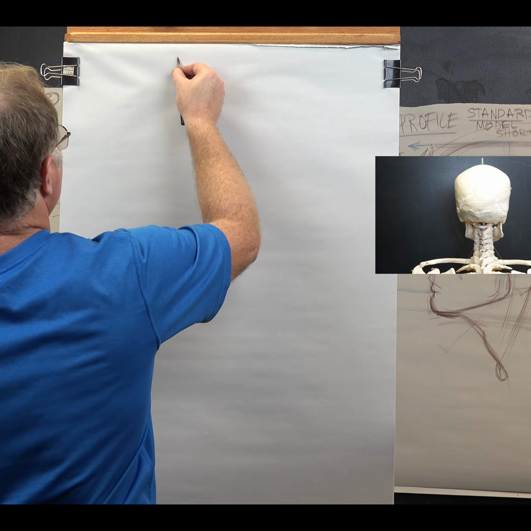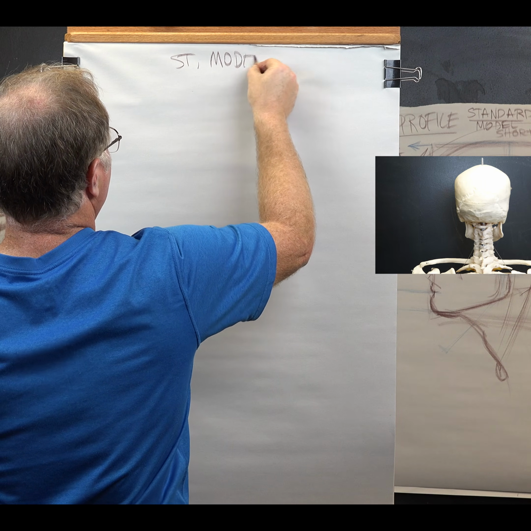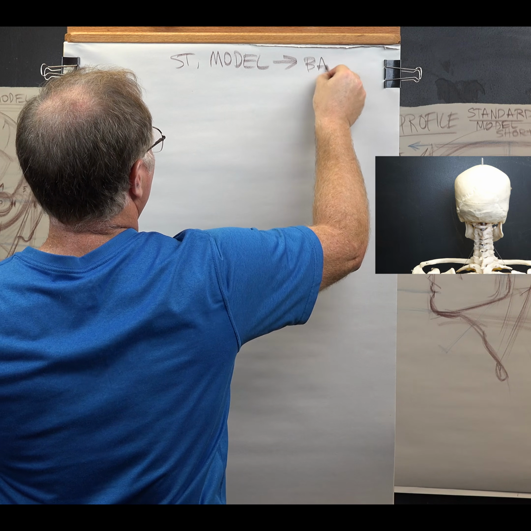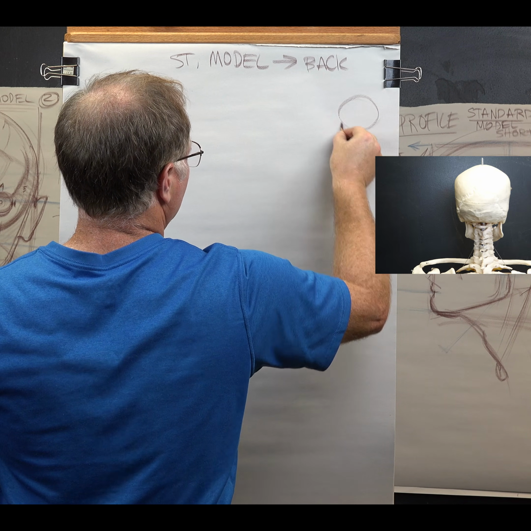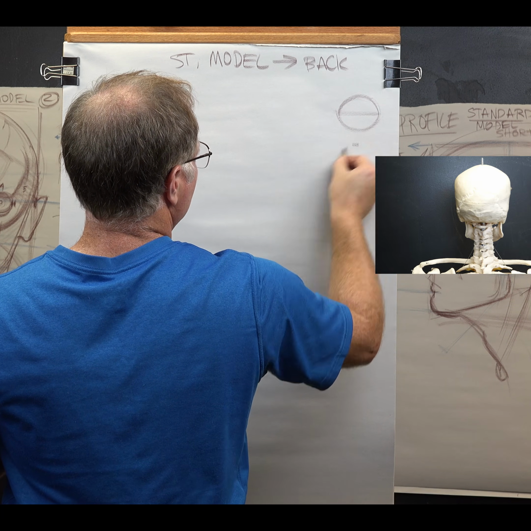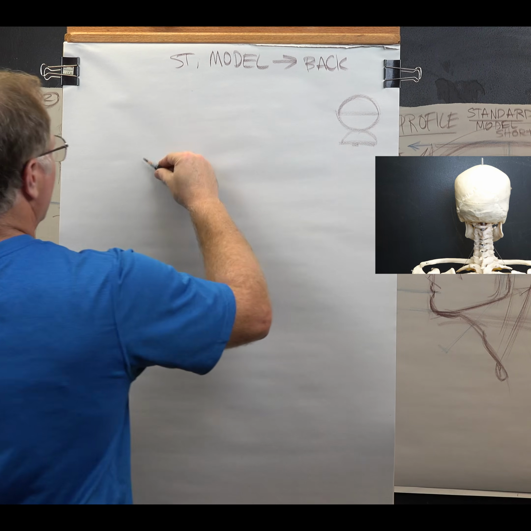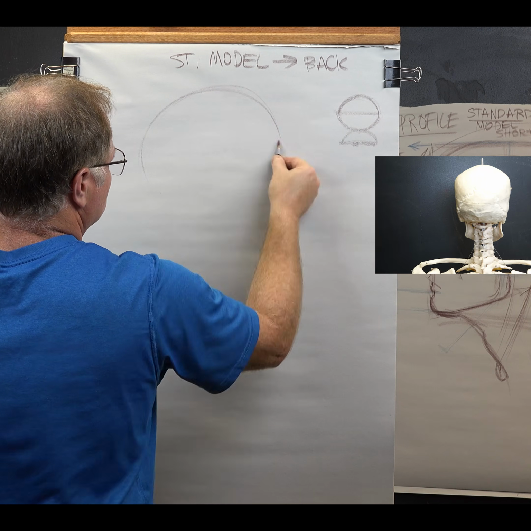So we can say again that this is our standard model, and we're taking a look at our standard model now from the back, and we can start to take its measure, its proportional feeling, again, just like we did in the front, those 2 parts, 2 to 3 parts. Now, we'll shortcut that just a little bit. So we can now draw the back of the head.